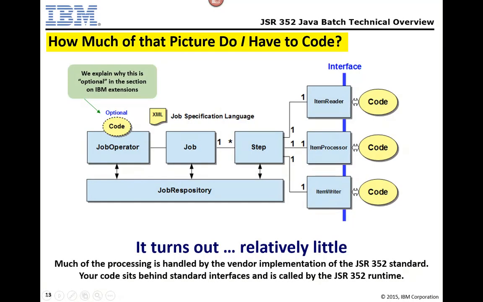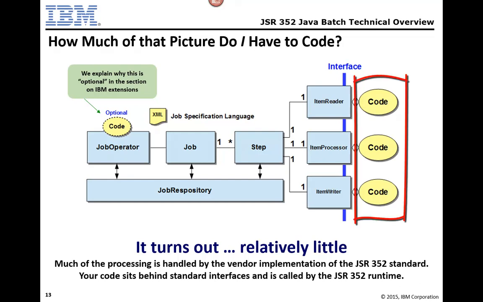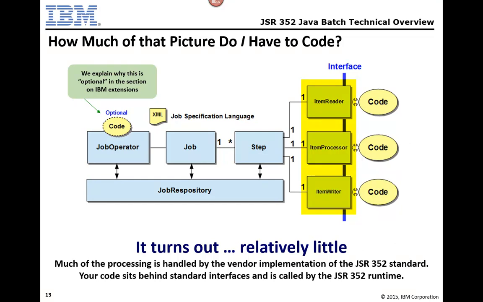The chart we just showed looks like the Java batch programmer has a lot of work to do, but that's not the case. Most of what was on that diagram is functions supplied by the JSR352 runtime. This chart shows what the Java developer has to write. On the right side of the chart, we see the light yellow ovals. Those represent the Java code that implements the item reader, item processor, and item writer. That code sits behind the JSR352 interface for each and is invoked by the JSR352 runtime as the batch job runs.